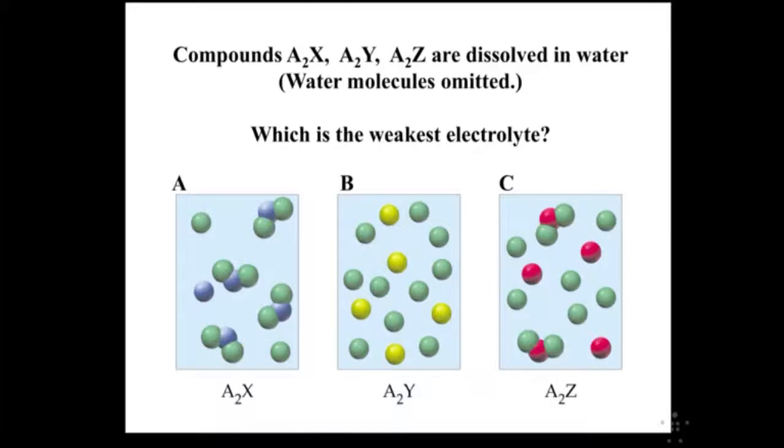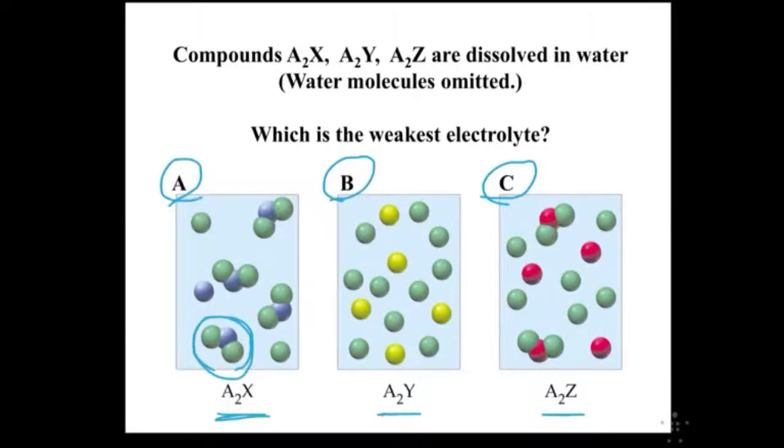And so first of all, let's look at some made-up compounds where we don't really know what the compound is. Let's say we just have compounds A, B, and C: A2X, A2Y, A2Z. So here's our starting compound, and it looks like that. If we look at what their molecules do in solution, if we don't look at what the waters are doing, so the waters aren't shown here, which of these is the weakest electrolyte based on how it breaks apart in solution?